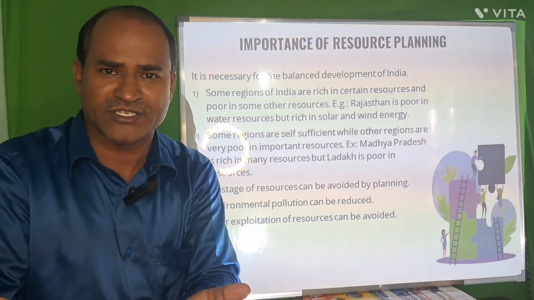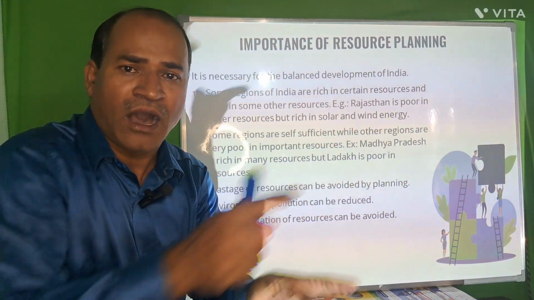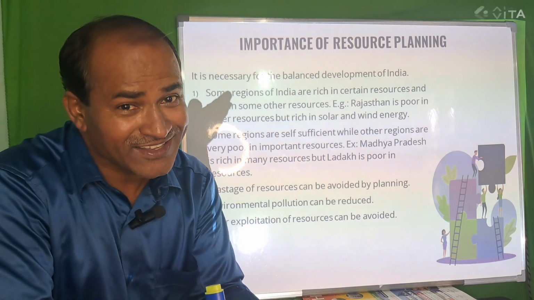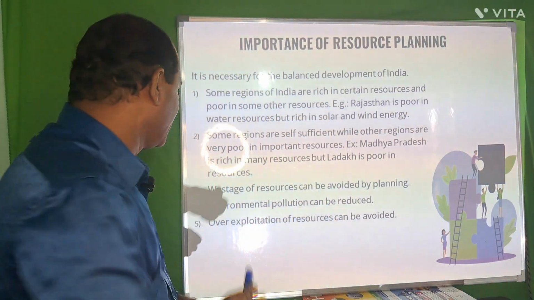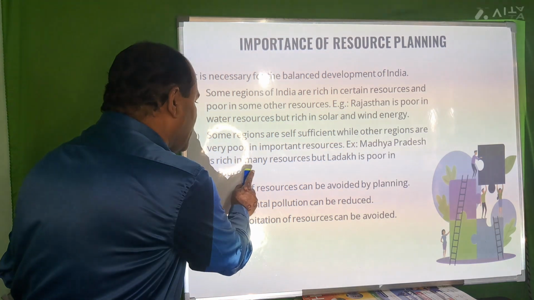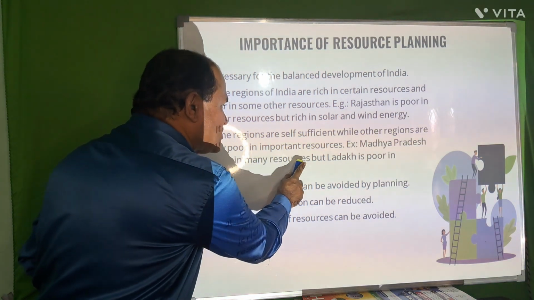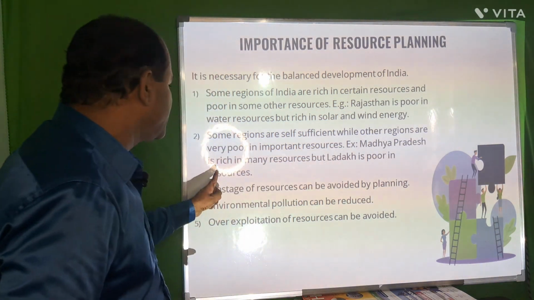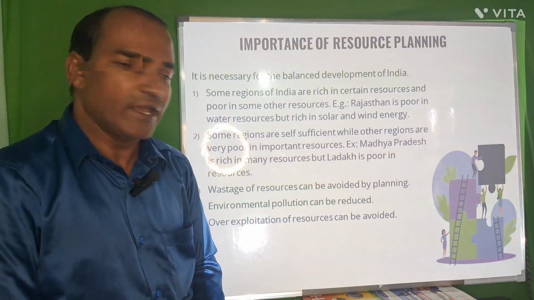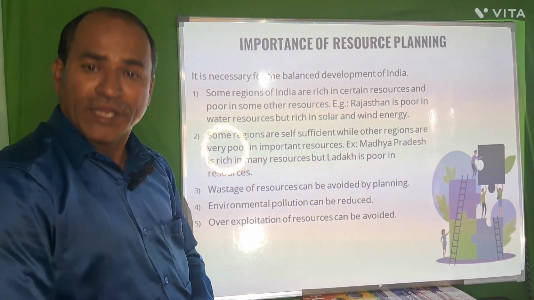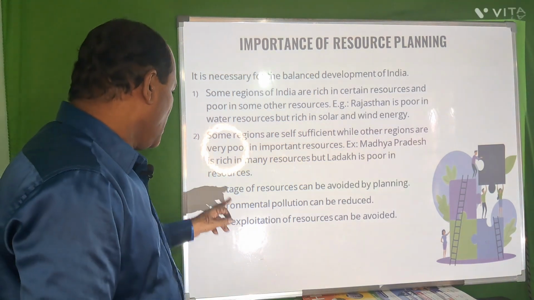Some states are very rich. They won't depend on others. But some states are there, no? They are always depending on other states. So some are rich, some are poor in resources. Madhya Pradesh is very rich in many resources, but Ladakh is very poor in resources.